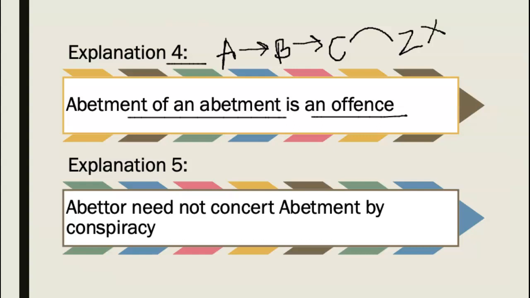Moving forward to your last explanation, abettor need not concert abetment by conspiracy. The basic gist of explanation 5 is, in case of a conspiracy, it is not necessary that all the conspirators should be aware of the details of the plot to make them liable.